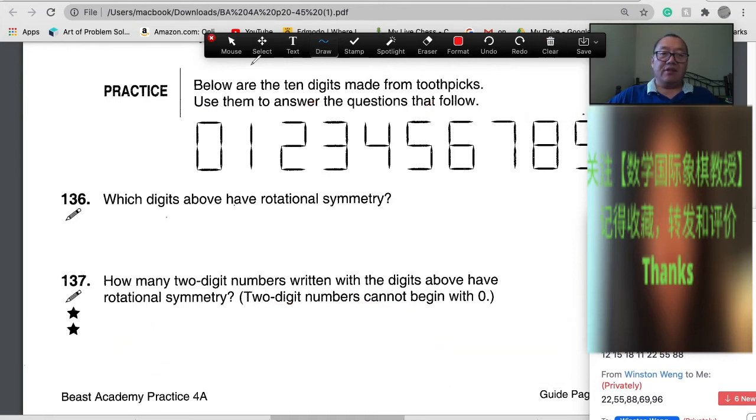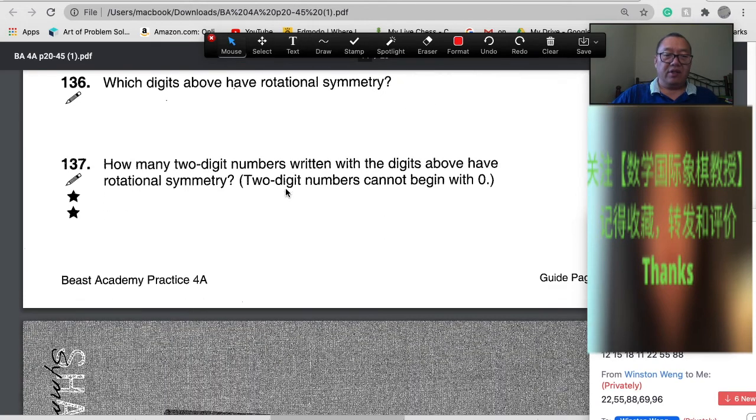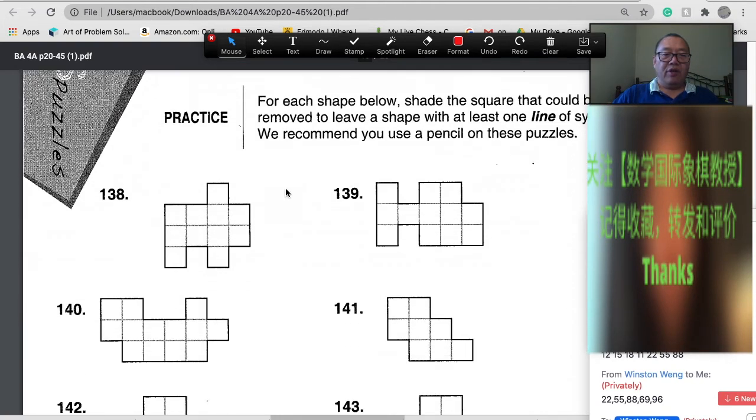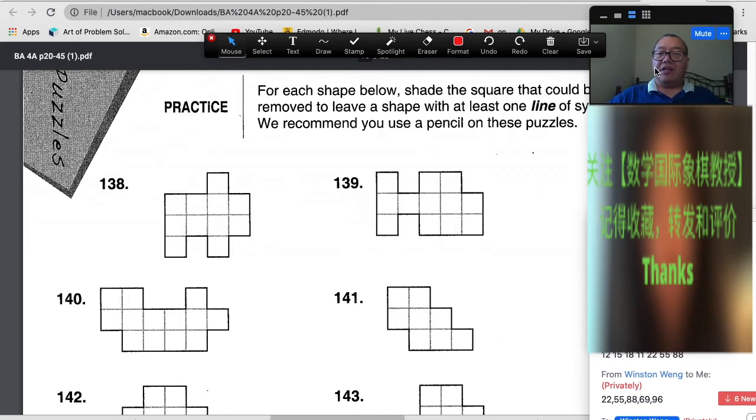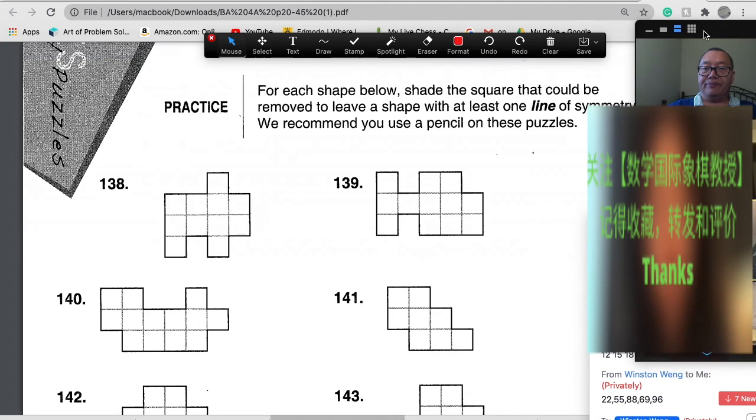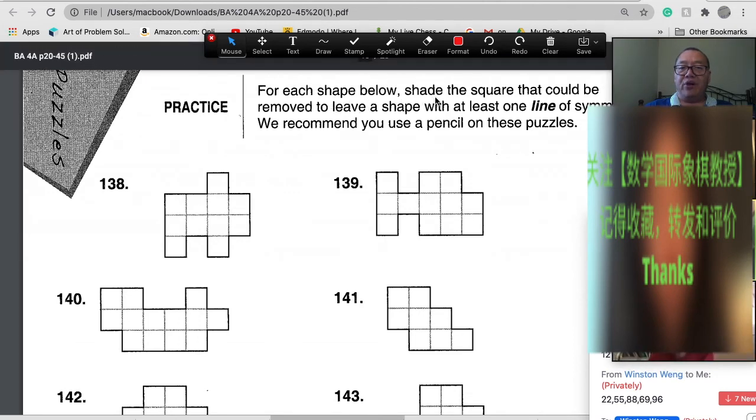Okay, now let's go to 138, next page. On this page, they ask you to draw a line. See here, for each shape below, shade a square that could be removed to leave a shape with at least one line of symmetry. I recommend you use a pencil on these puzzles. You can do it on your book. If you have a book, do it on your book.